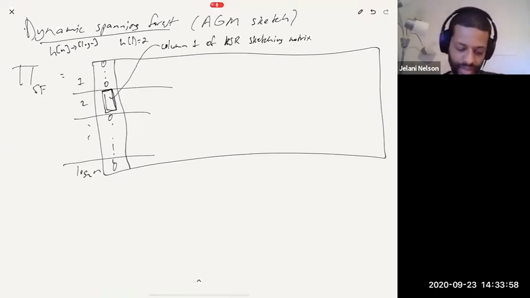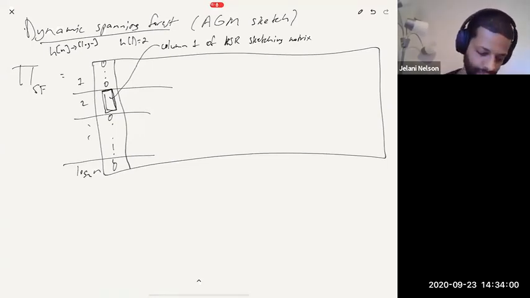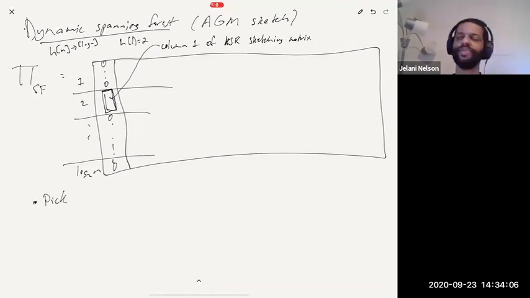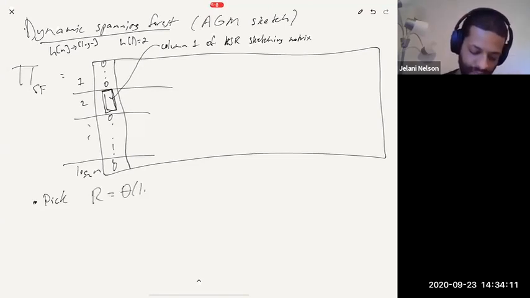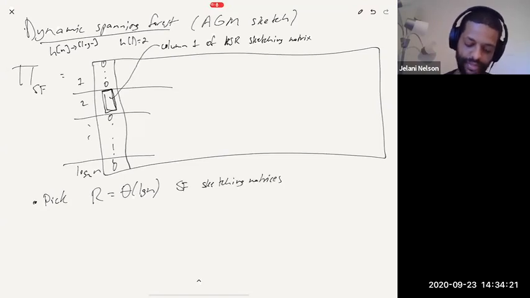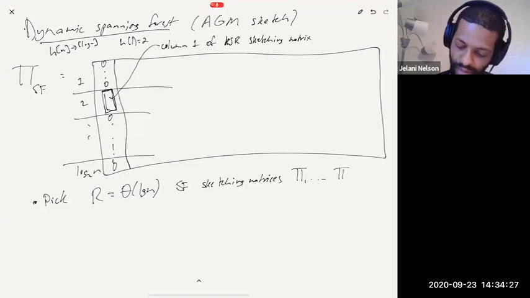Okay. So for dynamic spanning forest, what I'll do is as follows. I'll pick R, which is going to be theta log n, support find sketching matrices. Let's call them pi 1 up to pi r.